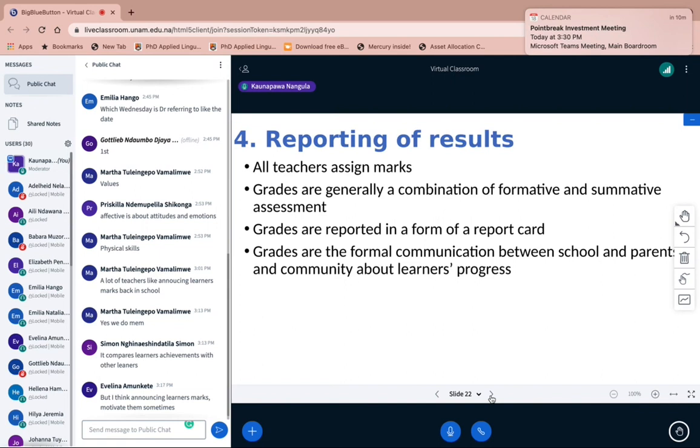We use report cards. I think we still do that. And grades are the formal communication between schools and parents and community about the learner's progress. So it's through this reporting, when we give the report card, that the parents, the schools, and the community know how the learners are doing in the classroom.